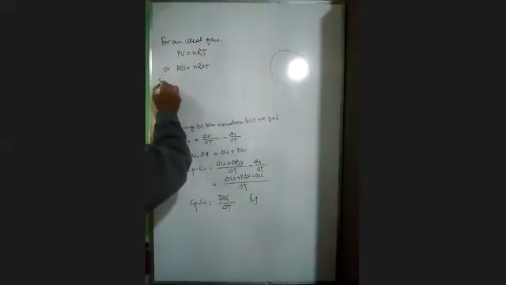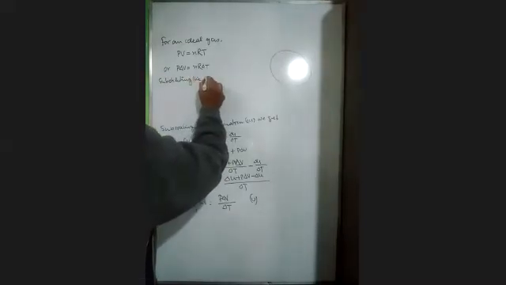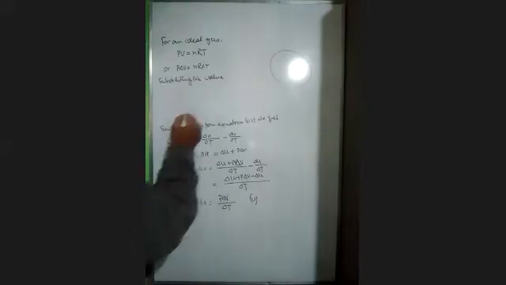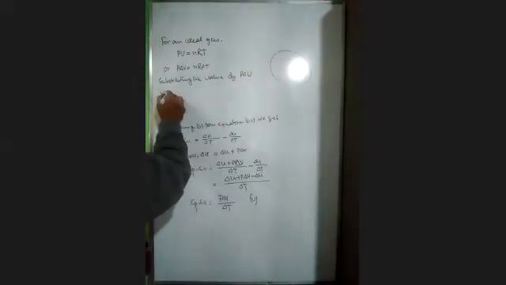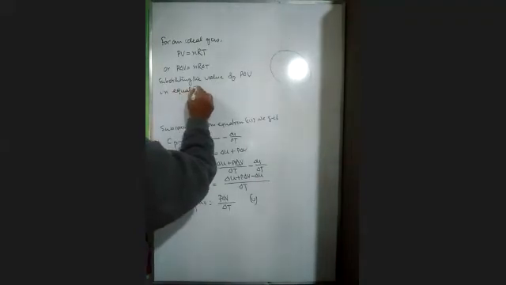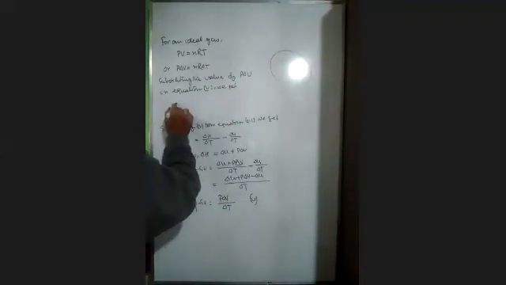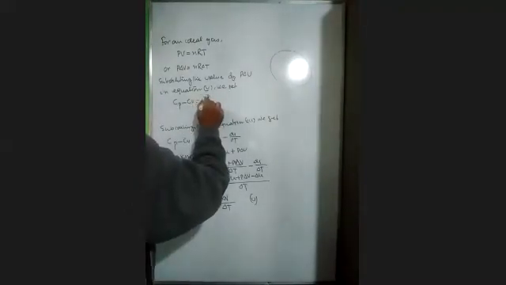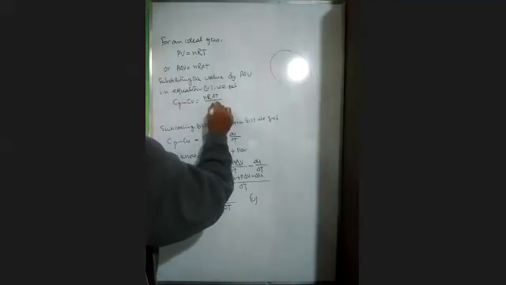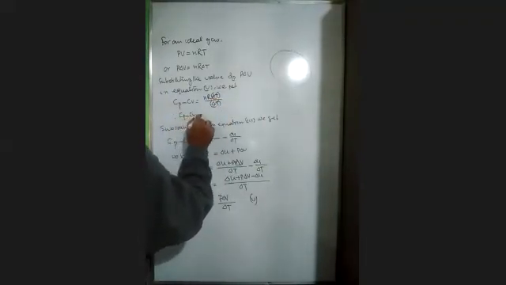So we write now here, substituting the value of P into delta V in equation 5, we get Cp minus Cv is equal to nR delta T by delta T. Okay, so this and this will get cancelled. So therefore, Cp minus Cv is equal to nR.